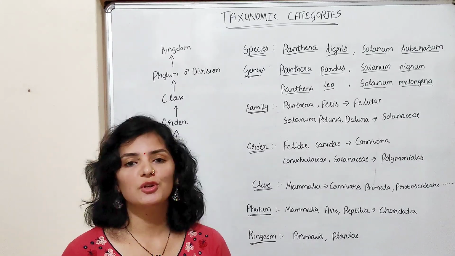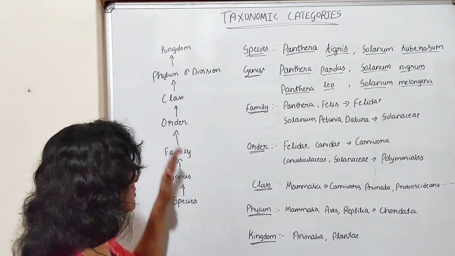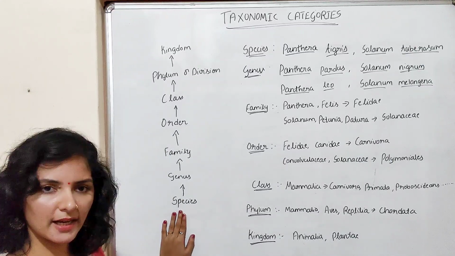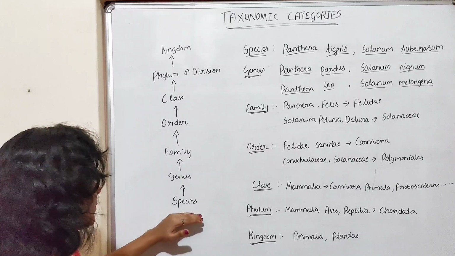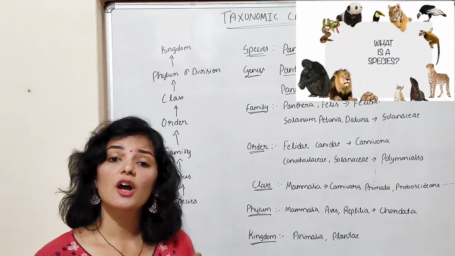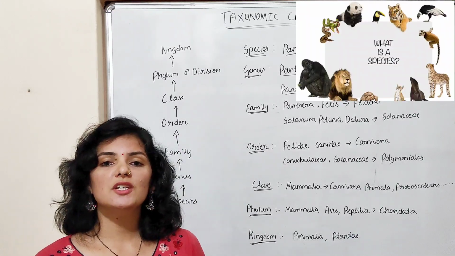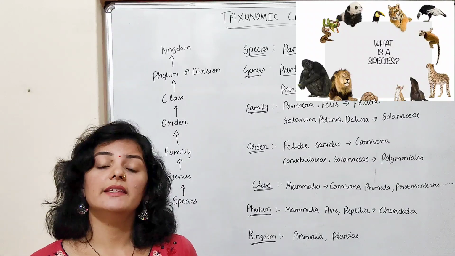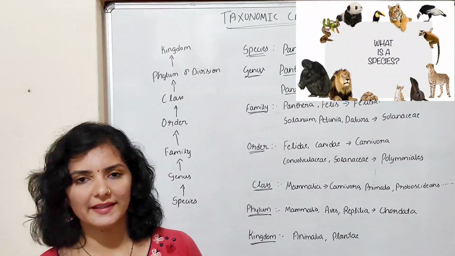Anyhow, each and every organism is classified mainly based on these 7 taxonomic categories. We'll discuss these 7 taxonomic categories one by one. Let me start with the lowest level, that is species. What do you mean by species? Species are a group of organisms with fundamental similarities and they can interbreed to produce fertile offspring.